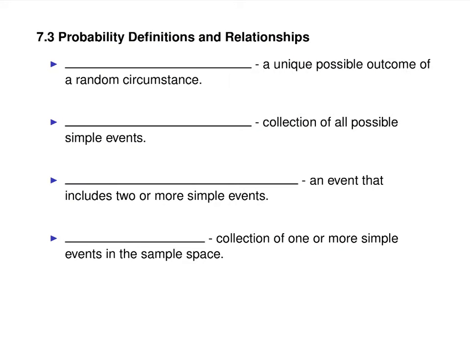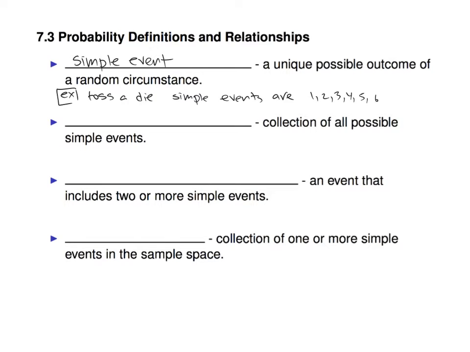So there's a fair amount of vocabulary you have to talk about with probability, and it's just good to be familiar with these words. So a simple event is a unique possible outcome of a random circumstance. For example, if you toss a die, the simple events are getting a 1, 2, 3, 4, 5, and 6. A non-simple event would be like getting a 1 or a 2. But the simple is like just getting 1, just getting 2, just getting 3, just one thing at a time. Okay. Collection of all possible simple events, that's called the sample space. So it includes all possible things. If you toss your die, those are the possible events that could happen. No 7 in there, right?